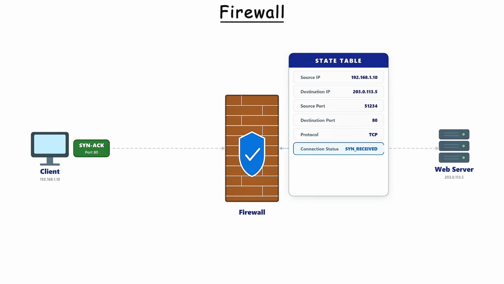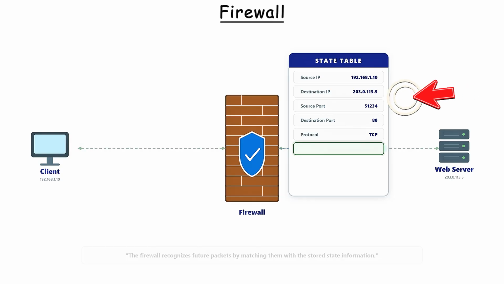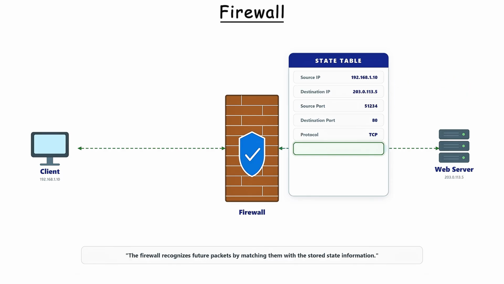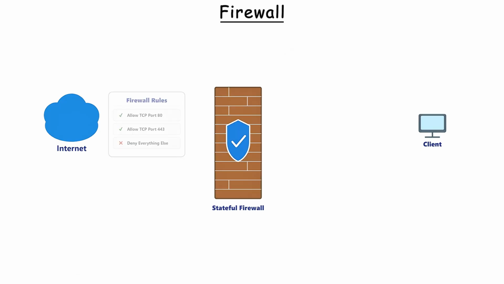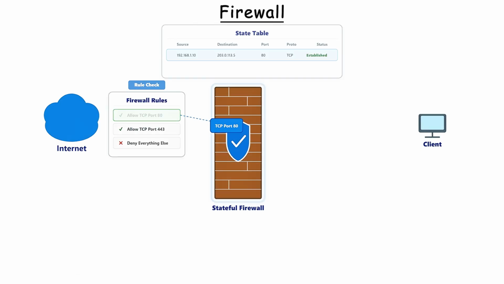And then because this reply packet is going to be addressed with the same IP and port numbers with the same protocol, the firewall now knows that this packet is part of a known connection and then updates the status to established. So now every incoming or outgoing traffic is not just going to be checked against the rules, but they will also be checked against the state table to make sure that they are part of an established session.